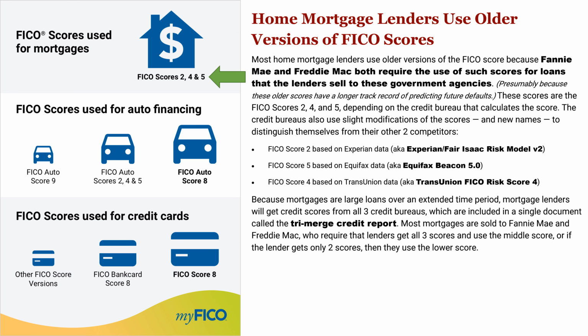Most home mortgage lenders use older versions of the FICO score because Fannie Mae and Freddie Mac both require the use of such scores for loans that the lenders intend to sell to these government agencies. Mortgages are large loans with long terms, so lenders will get scores from all three credit bureaus, then use the middle score. If they only get two credit scores, then they will use the lower score.